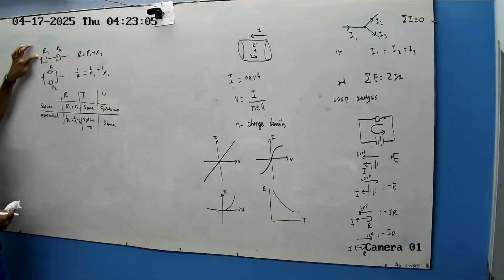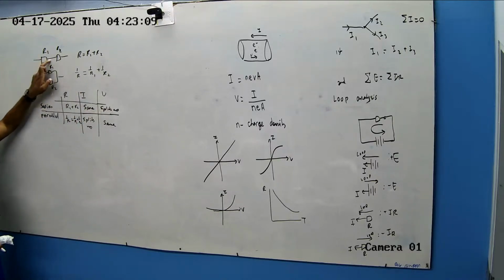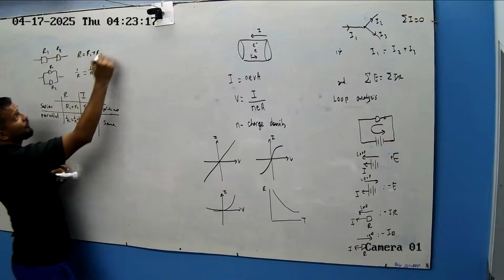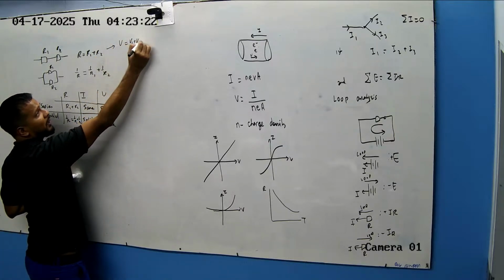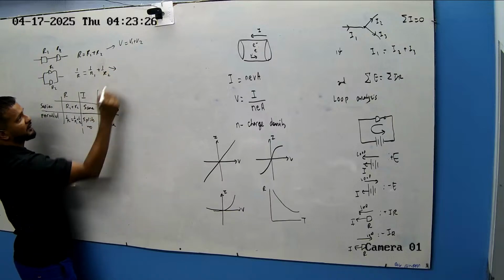To prove this, you're using this rule. To prove this one, you're using current splits up. To start the proof here, always remember you're starting with V equals V1 plus V2. To start the proof for parallel, you are using current splits up.